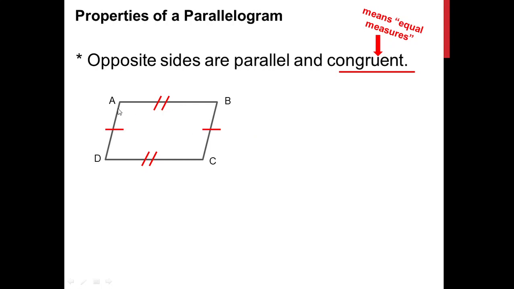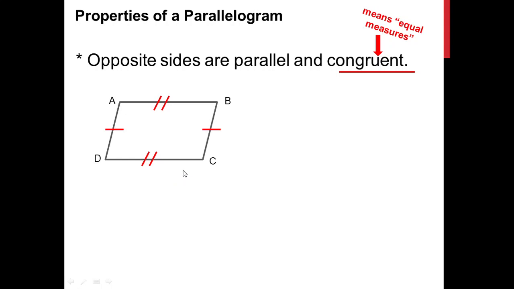Now this means that line AD and line BC, which are opposite to each other, are congruent. This symbol is a symbol of congruency or equality. So line AD and BC are equal in length. And also line AB and line DC, opposite sides, parallel to each other, also equal in length. This is what the double bar means.